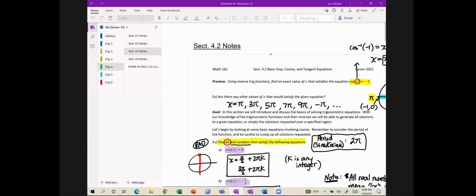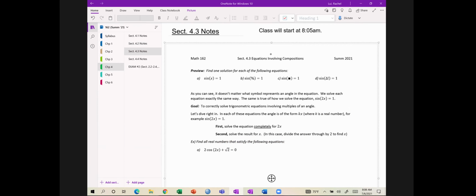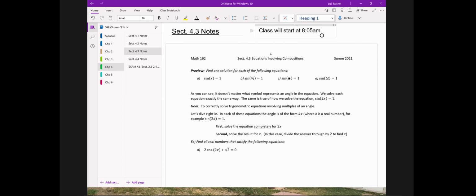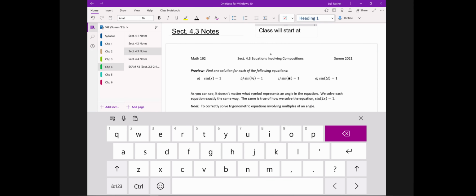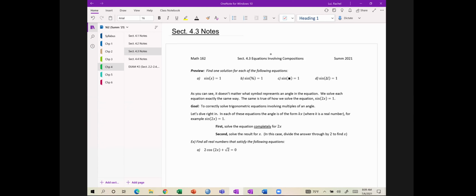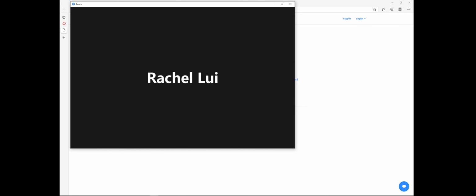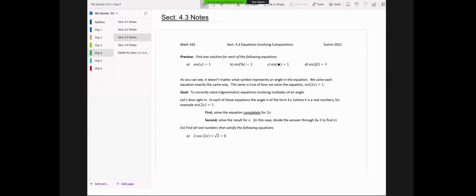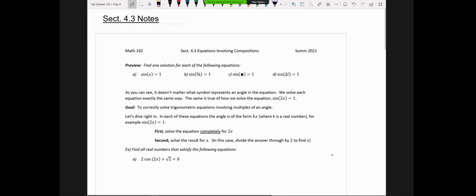So in section 4.3 and 4.4, we are going to have problems that are a little more challenging than we saw in 4.2, but we're following the same steps. So let's start the 4.3 recording. Recording in progress. Okay, so this recording will cover section 4.3.